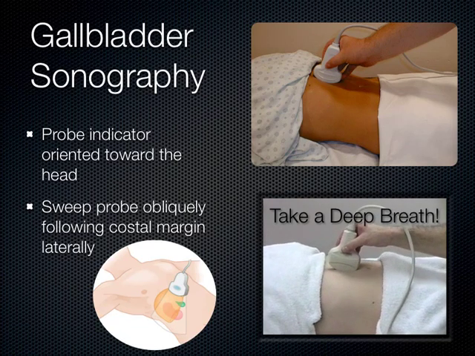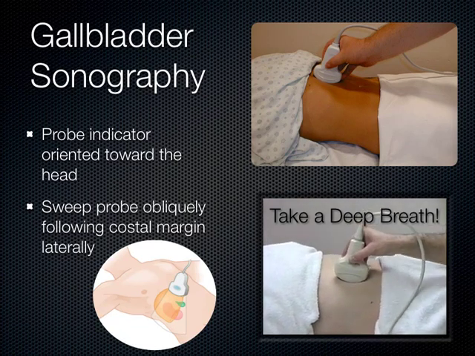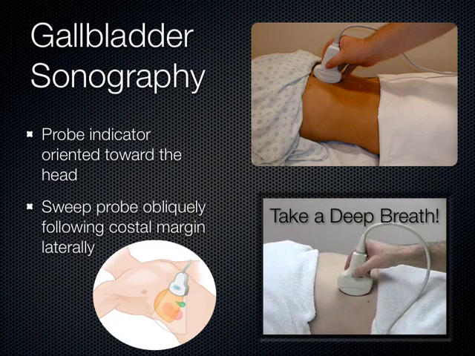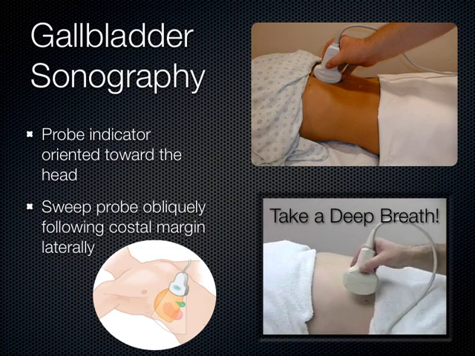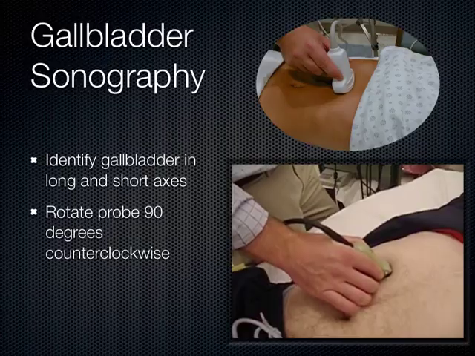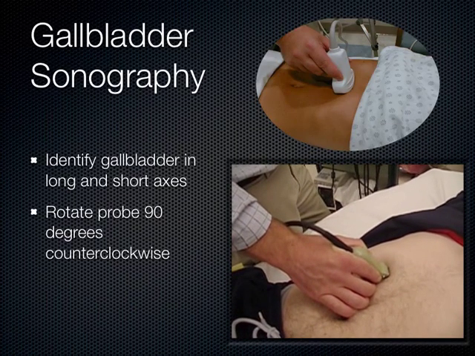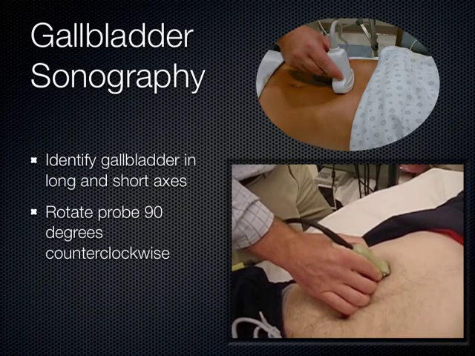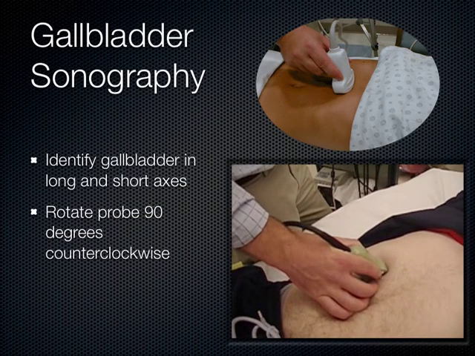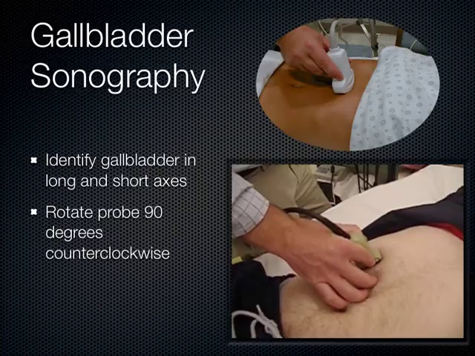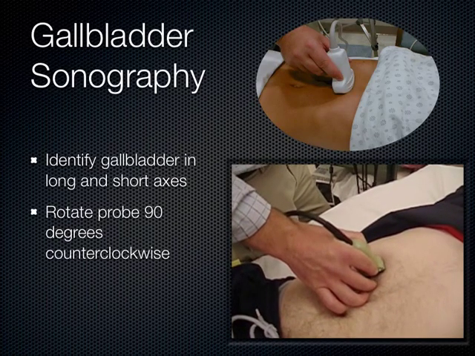And once you get the gallbladder in its long axis, you can then rotate the probe 90 degrees to get the gallbladder in its short axis. Once you get the gallbladder in the long axis, you also need to view it in the short axis. You're going to fan through the gallbladder, like so, making sure you catch the entire gallbladder, looking for any type of pathology.